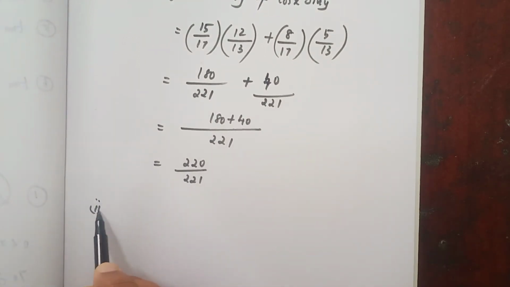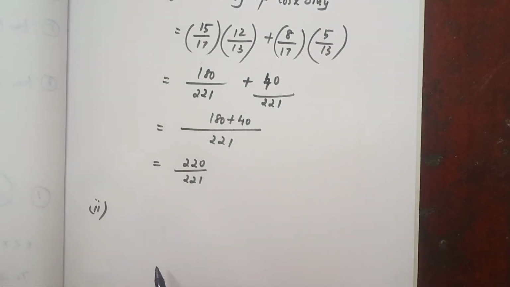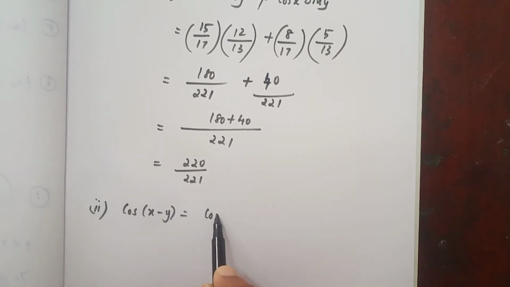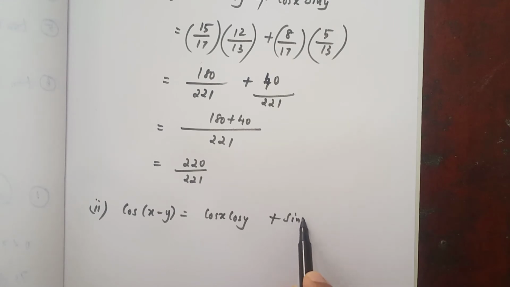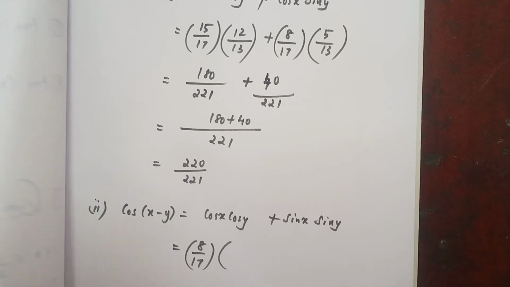Now subdivision number 2, cos of x minus y. Cos of x minus y is equal to cos x cos y plus sin x sin y. You have to substitute all the values. Cos x value that is 8 by 17. Cos y value that is given in the question, 12 by 13.